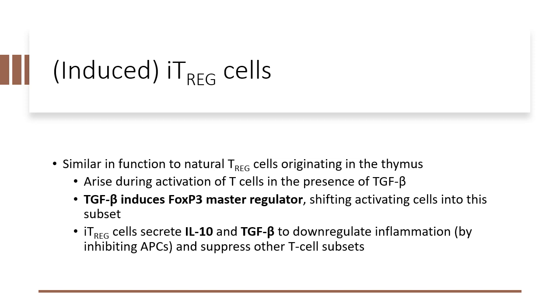These cells also come about because of exposure to the induced T regulatory cells, or Tregs. These are similar in function to natural Tregs that originate in the thymus, but these are specifically a CD4 helper subset that arises on exposure to TGF beta without IL-6.